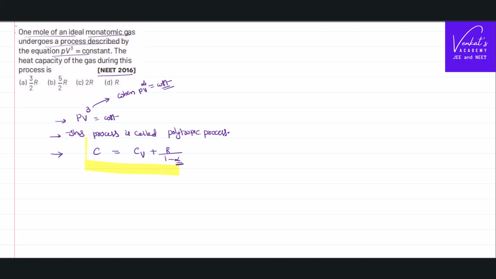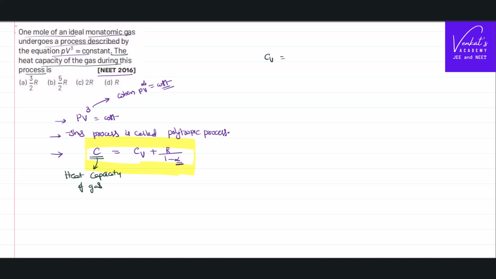I have made this derivation in my regular playlist of kinetic theory of gases. You can go through the derivation and understand where you are getting it from. Right now, I'm not deriving it for convenience. And he is asking us in the problem to find out this C, the heat capacity of the gas during this process. So for that, I need to know what is Cv.